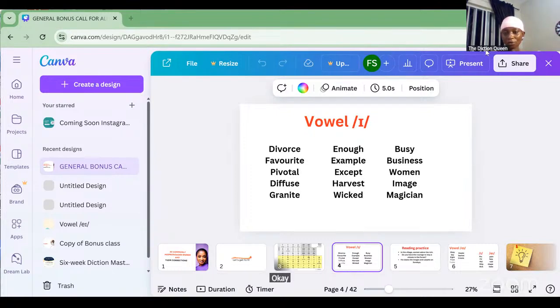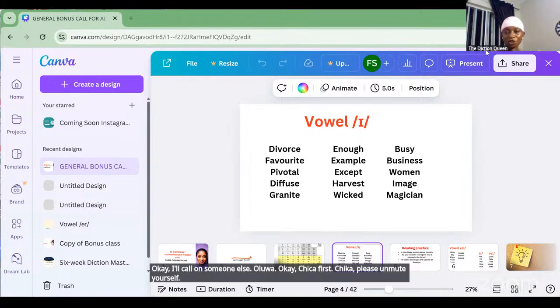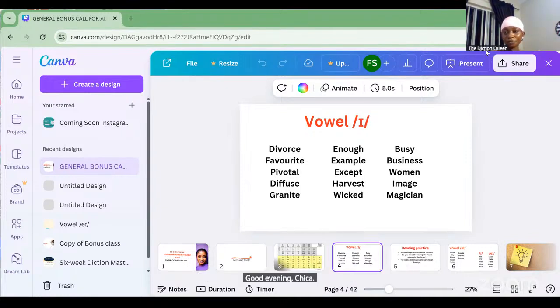Okay, I'll call on someone else. Oluwa. Okay, Chika first. Chika, please unmute yourself. Good evening, Chika. Good evening, ma'am. Kindly practice the words with me. Busy. Business. Women. Image. Magician. Magician, very well. Thank you, Chika.